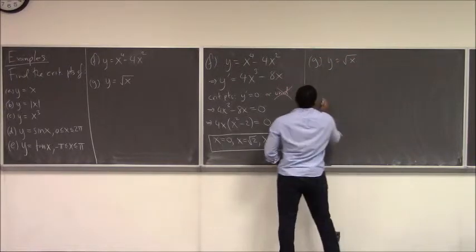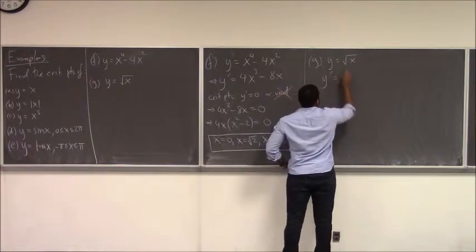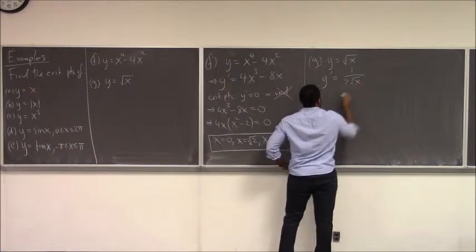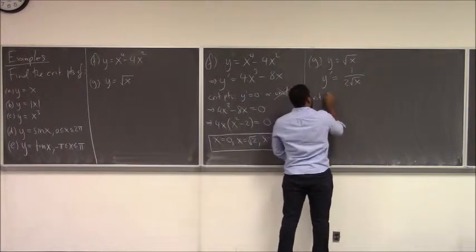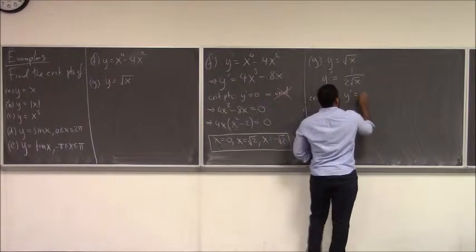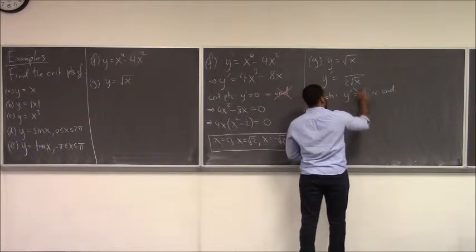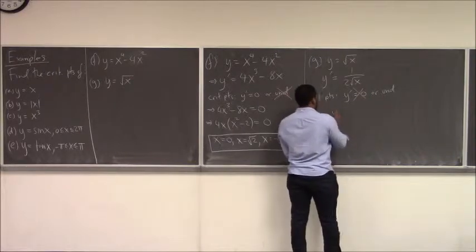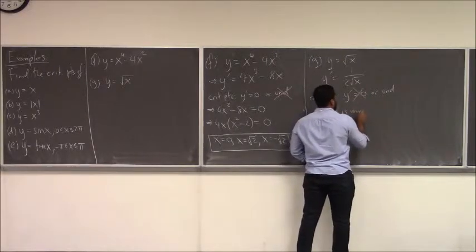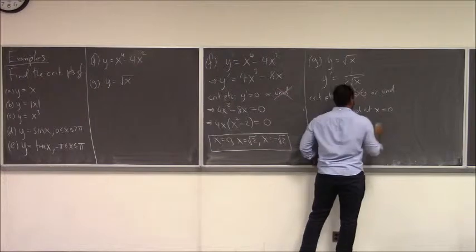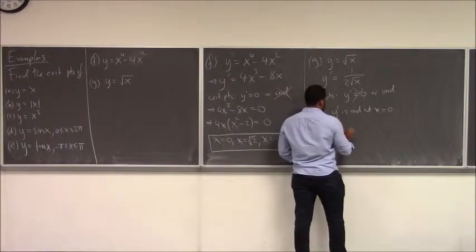Y equals square root of x. Here, your y prime is going to be 1 over 2 radical x. And for critical points, y prime equals 0 or undefined. In this case, it's never 0. And we know y prime is undefined at x equals 0. That means x equals 0 is a critical point.